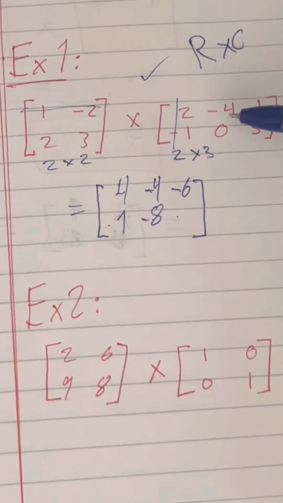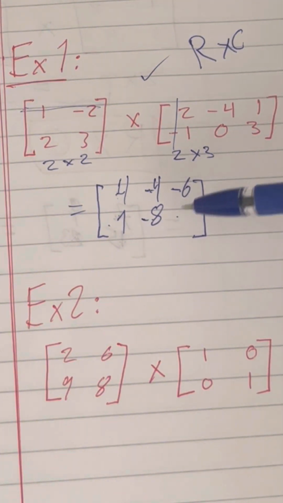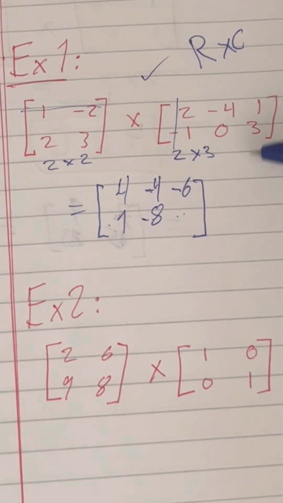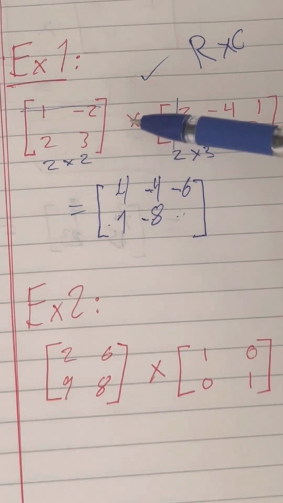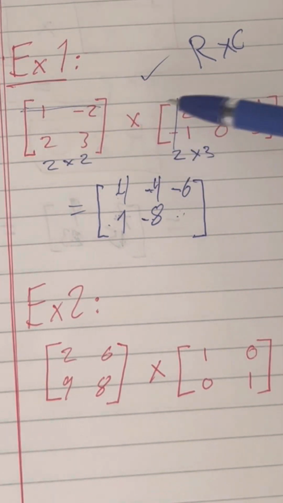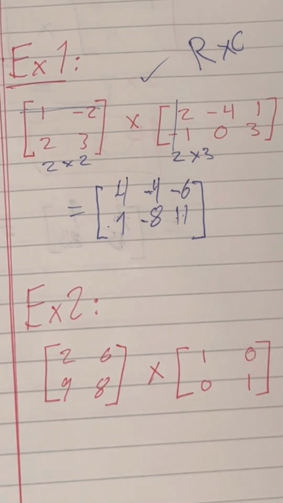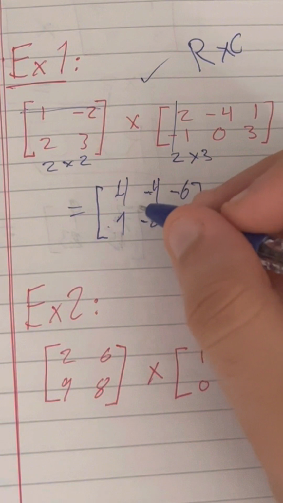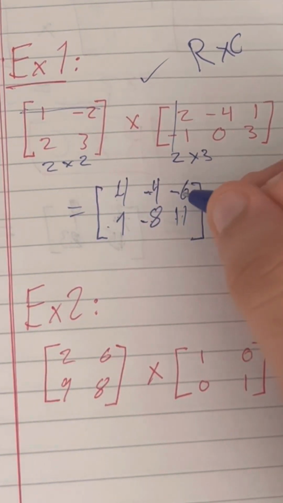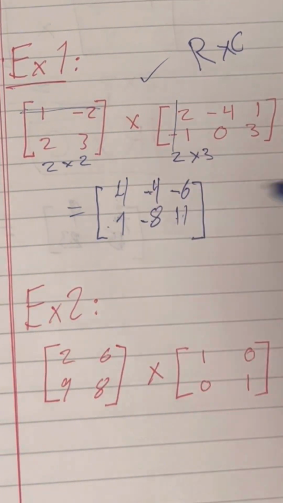And this is located in the second row, third column. So 2 times 1 is 2. 3 times 3 is 9. 2 plus 9 is 11. And that should be your answer. So this would be 4, negative 6, 1, negative 8, and 11.